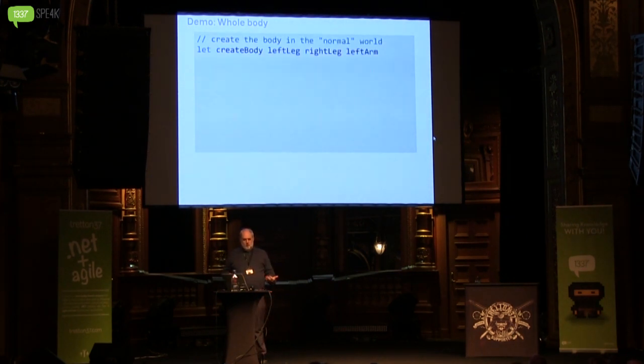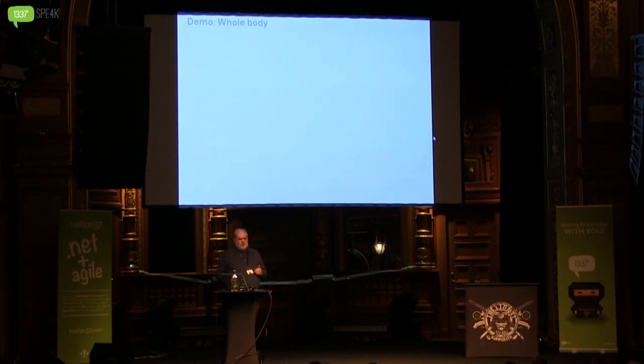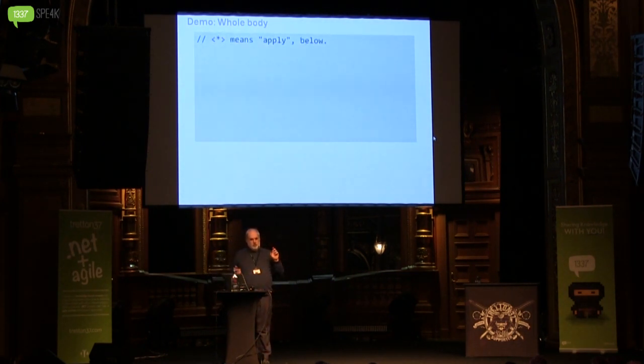So here is our create body function. Very simple. In F#, to create a class or a type like this, all you do is just assign all the properties. So this is a creation function. And like I say, that's no good to us as it is. We need to work with M things. So what we'll do, and I'm going to use, instead of using the word apply, a special symbol, which is angle brackets with an asterisk in the middle. That means apply. So instead of a normal body, we're going to have an M version of the body, a lifted version of the body.